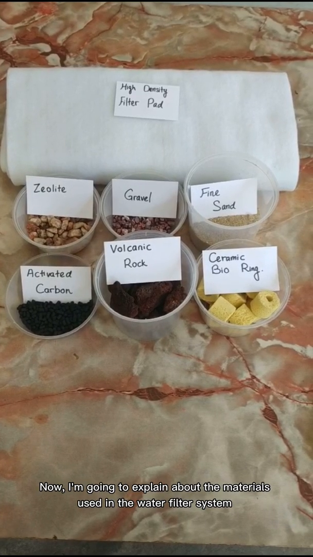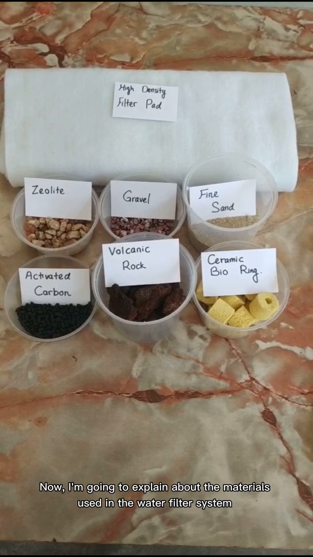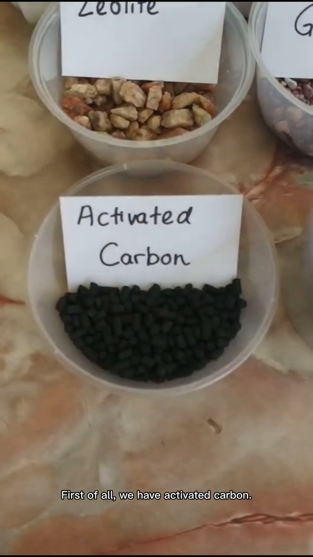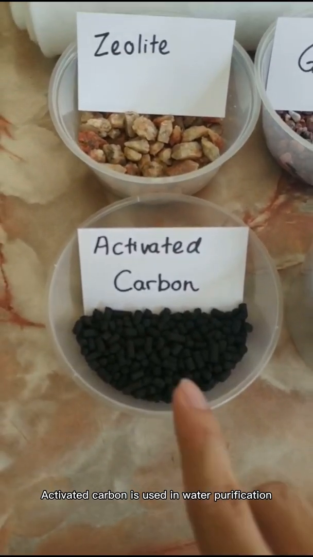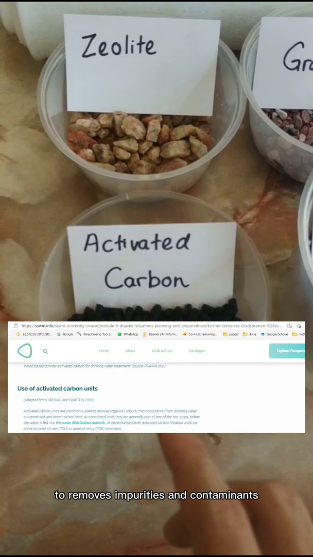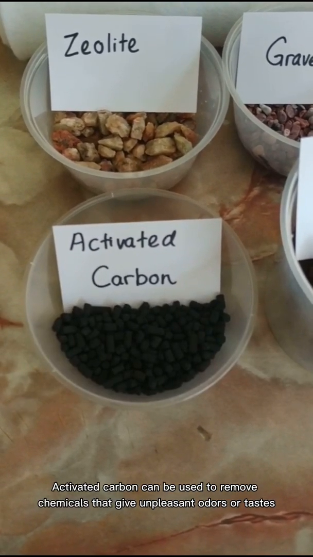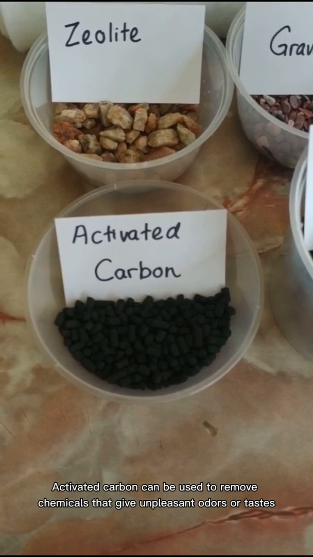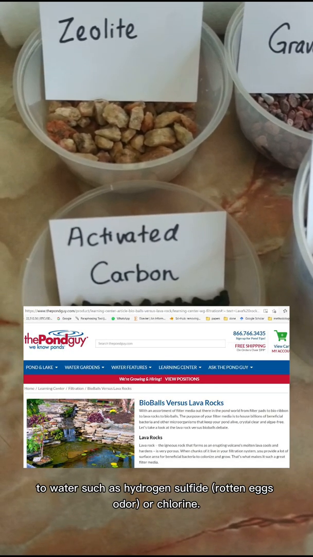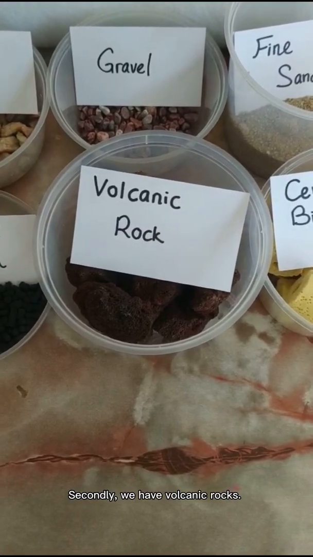Now I am going to explain the materials used in the water filter system. First of all, we have activated carbon. Activated carbon is used in water purification to remove impurities and contaminants through the process of absorption. Activated carbon can be used to remove chemicals that give unpleasant odor or taste to the water, such as hydrogen sulfide or chlorine.